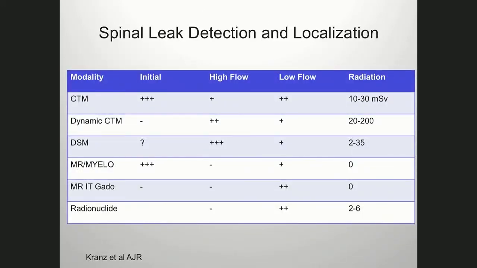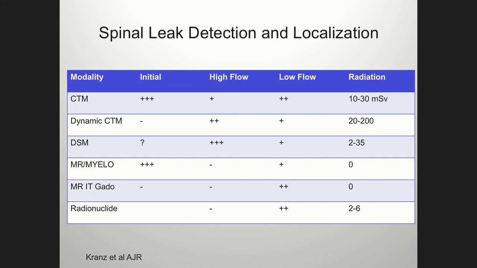So I'd like to summarize the approach. It's cranial MRI to begin with, and then myelograms, depending on what you're looking for. The conventional CT myelogram as an initial investigation may be very good. It's not as good for high flow leaks, and it may show low flow leaks as far as the site detection. The radiation dose is acceptable.